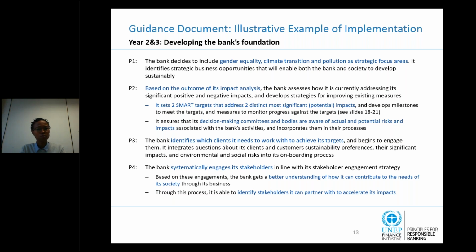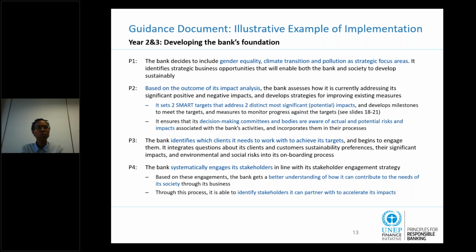Just to make a point here, all of our institutions have the potential to create many positive impacts, and we can build on them, and we have the ability to reduce the many negative impacts that may arise. The identification and setting of targets don't end in year 2 and 3, but it's something that we aspire to build on to continuously improve and build on our positive impacts and reduce our negative impacts.